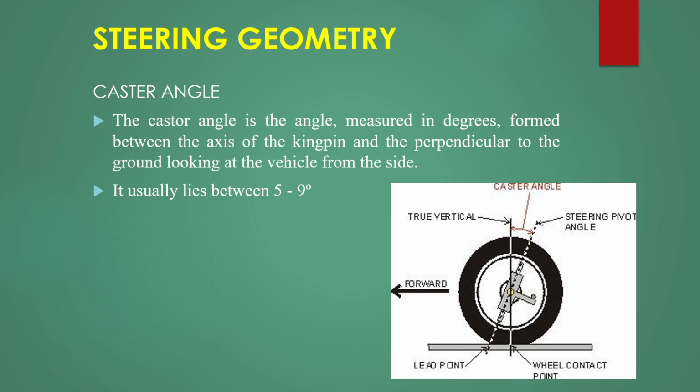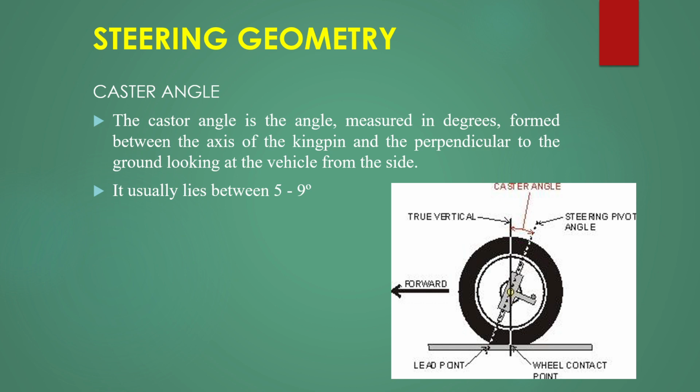And the next portion in the case of a steering system is the steering geometry. Proper steering is achieved by adjusting the steering geometry, which contains the caster angle, camber angle, toe-in and toe-out.